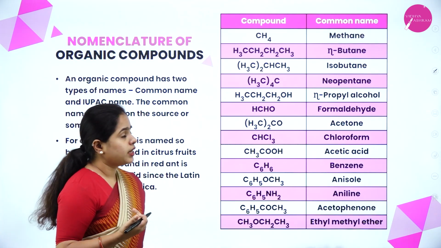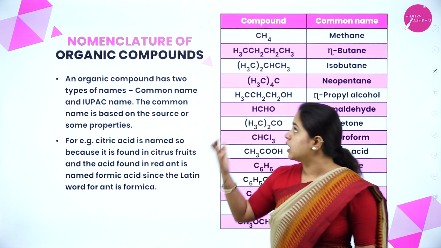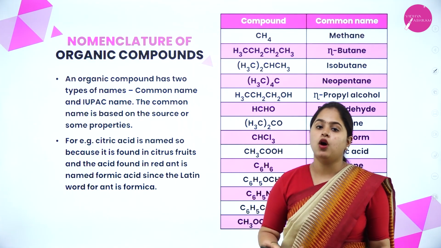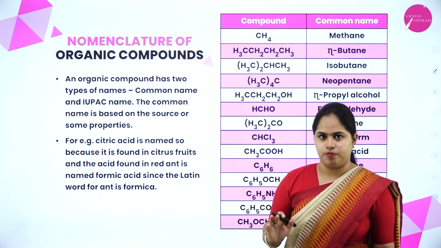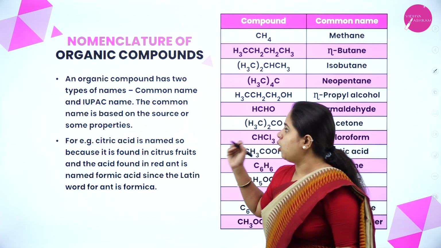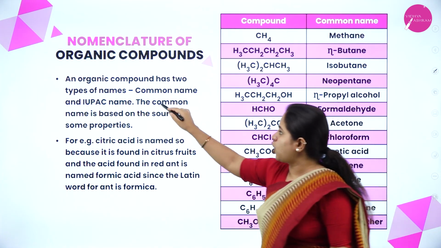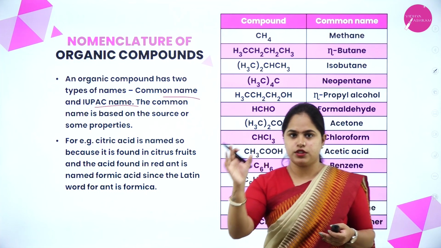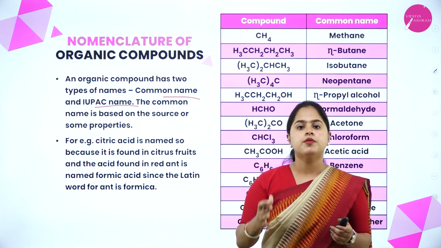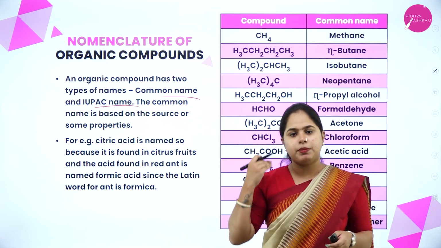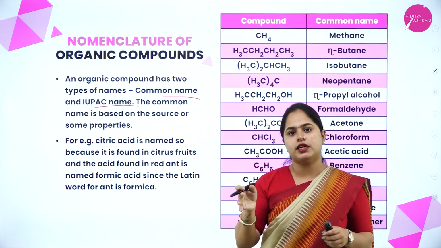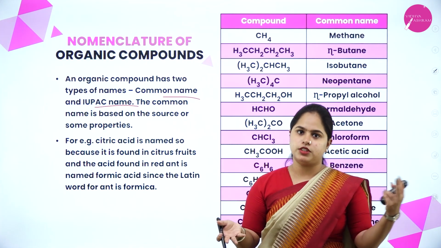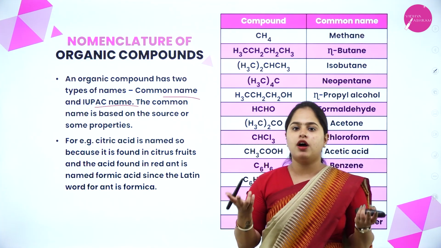Now moving on to the next important part, that is the nomenclature of organic compounds. We are going to name the organic compounds, which is very important. An organic compound has two types of names, the common name and the IUPAC name. Like us, we have an official name which you have in your certificates and in your college. But maybe your parents at home call you with a different name. You have a pet name as well, right? So you have an official name and a pet name used at home. So you have two names.